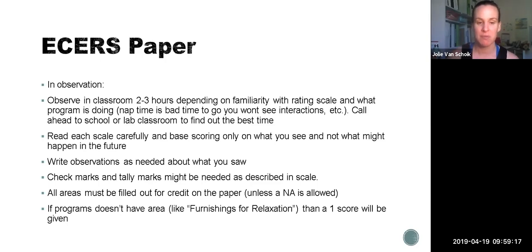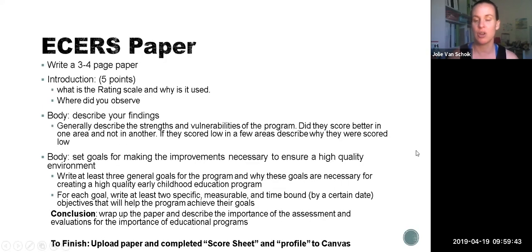All areas must be filled out for credit on this paper, unless an NA is allowed. If the program doesn't have a sand and water table, you could rate them a 1 and then tell me that the school doesn't have it. Or if a program doesn't have furnishings for relaxation, then a 1 score is going to be given, and you can write a note on your scale telling me that the school didn't have appropriate furnishings or something like that. You're not going to be graded down because the school was minimal or inadequate.